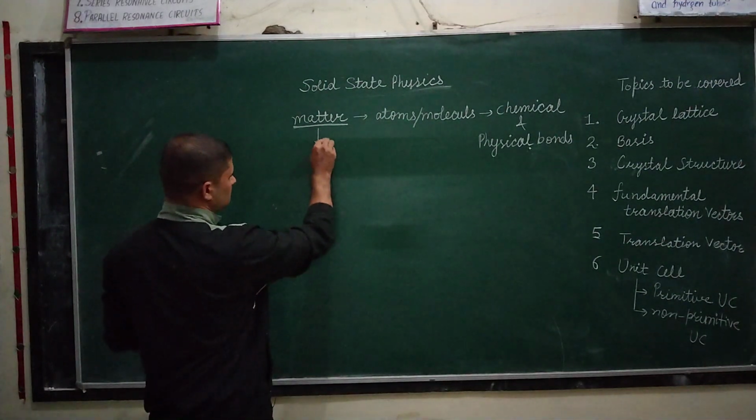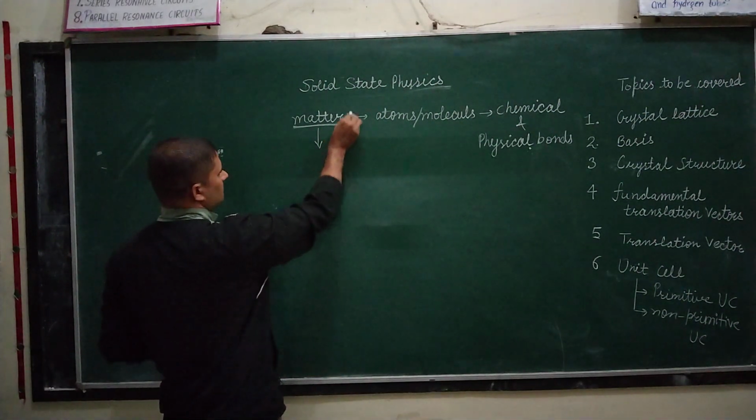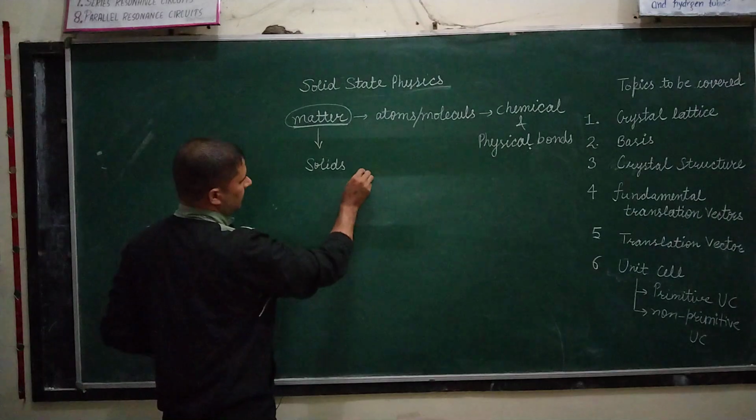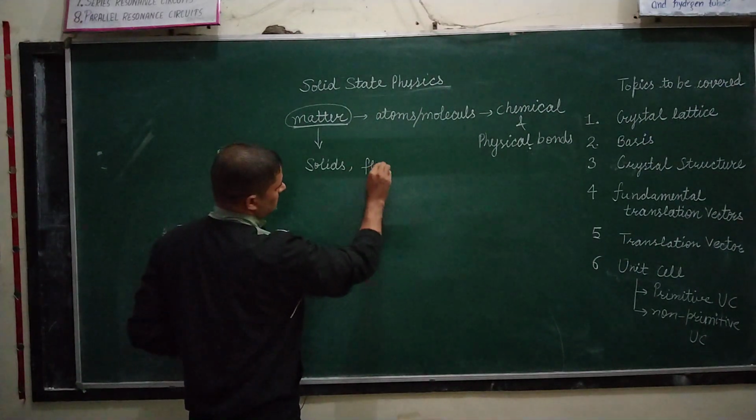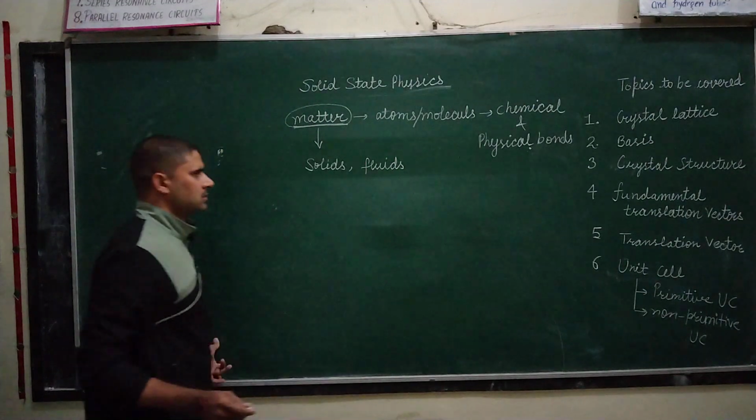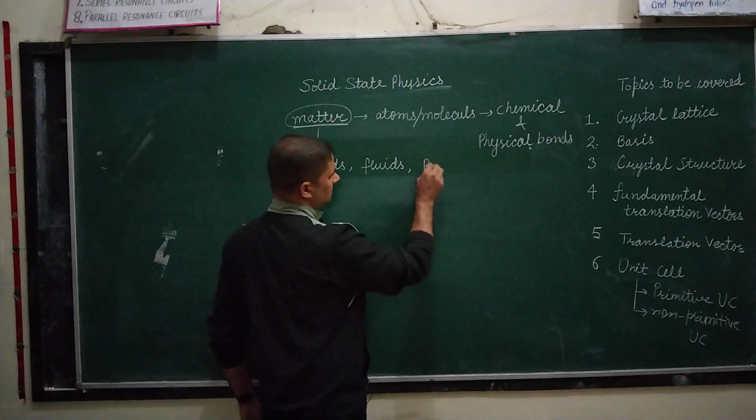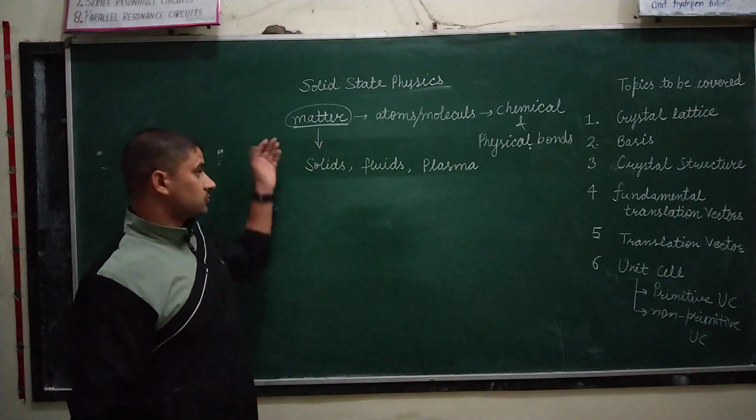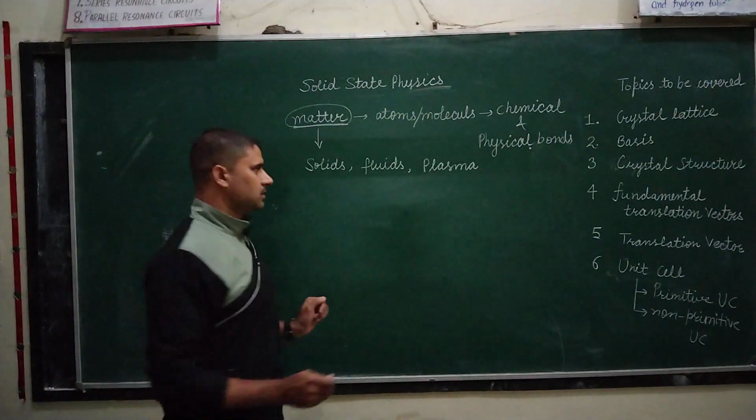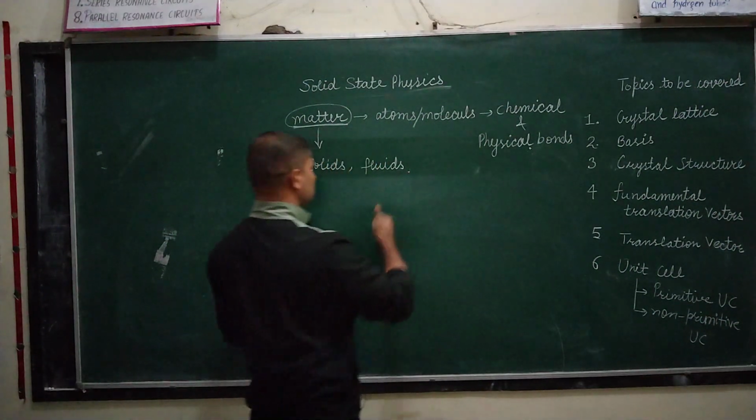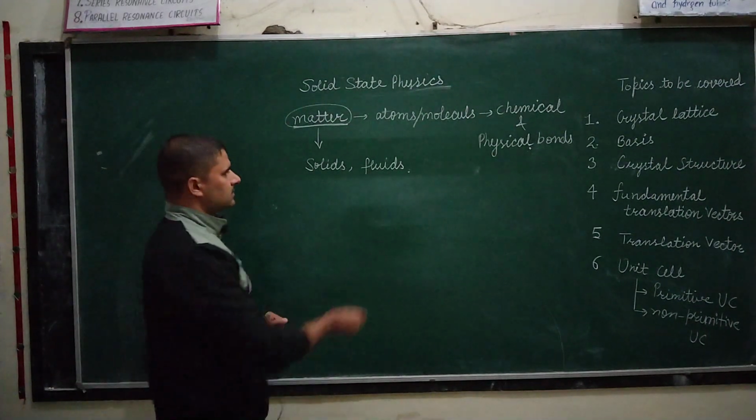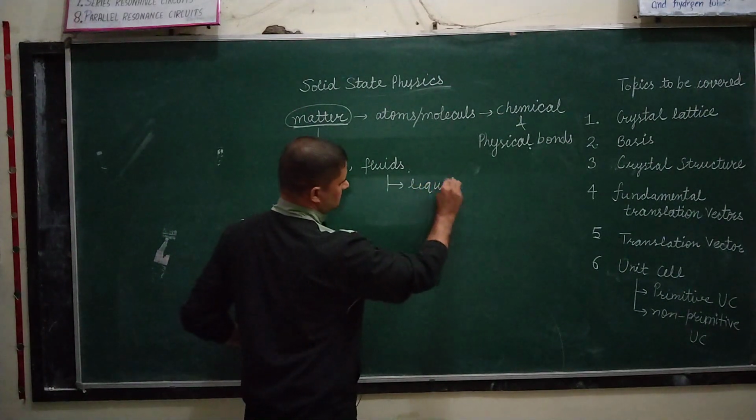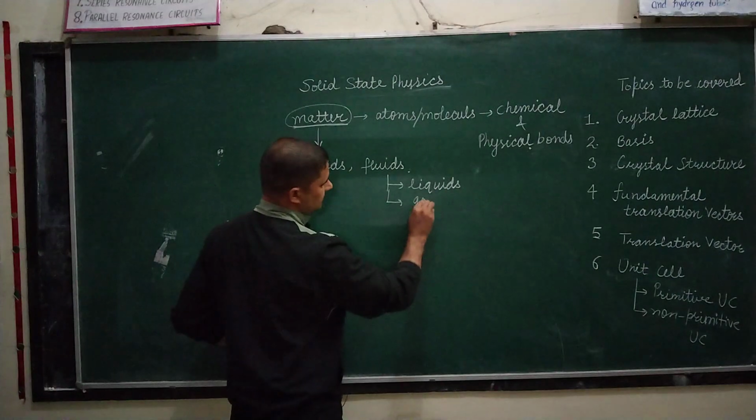So depending upon the strength of the bonds, we can divide matter into solids and fluids. You can also see plasma. This is also one of the types of matter. So without going into detail, I will confine myself to solids and fluids. These fluids can be further categorized into liquids, and then gases.